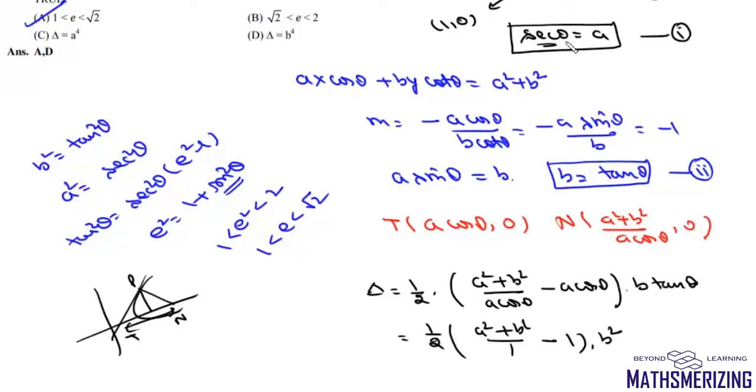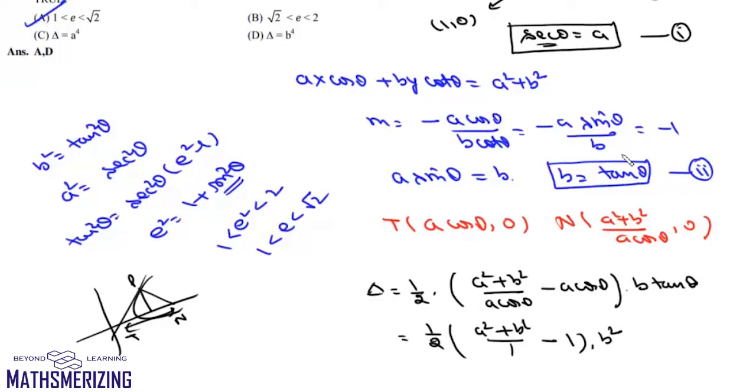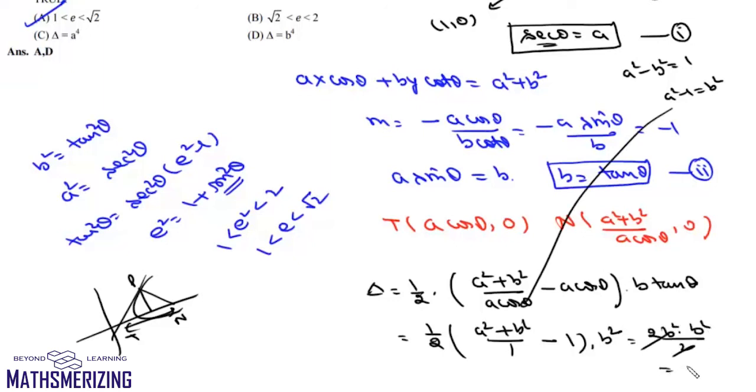Now we also know that a is secant theta and b is tan theta. So from here we can write secant squared theta minus tan squared theta is 1. So we can write a squared minus b squared equals 1, or we can write a squared minus 1 as b squared. So we'll put a squared minus 1 as b squared. We'll get 2b squared into b squared upon 2. So this 2 and 2 will cancel. We'll get this result as b to the power 4, and that's option D. So the answer to this question is option A and D.